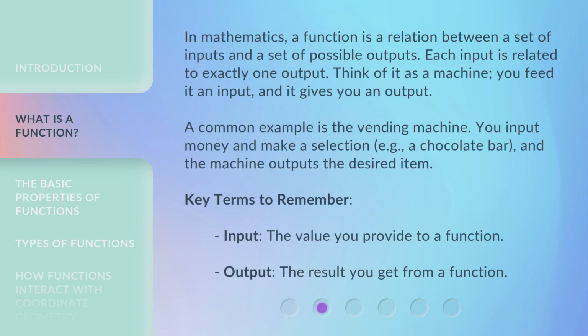In mathematics, a function is a relation between a set of inputs and a set of possible outputs. Each input is related to exactly one output. Think of it as a machine. You feed it an input, and it gives you an output. A common example is the vending machine. You input money and make a selection, e.g., a chocolate bar, and the machine outputs the desired item. Key terms to remember: input, the value you provide to a function; output, the result you get from a function.